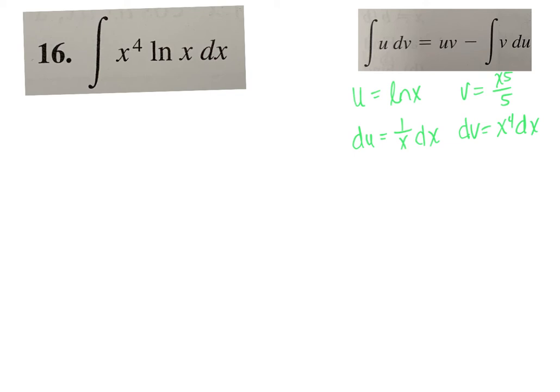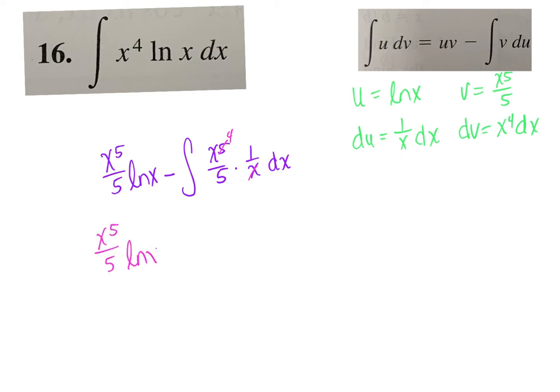When I plug that in, I'm going to have x to the 5th over 5 natural log of x minus the integral of x to the 5th over 5 times 1 over x dx. These simplify. So I end up with x to the 5th over 5 minus, this is going to be x to the 4th over 5 divided by 5, which is over 25. And then plus c.